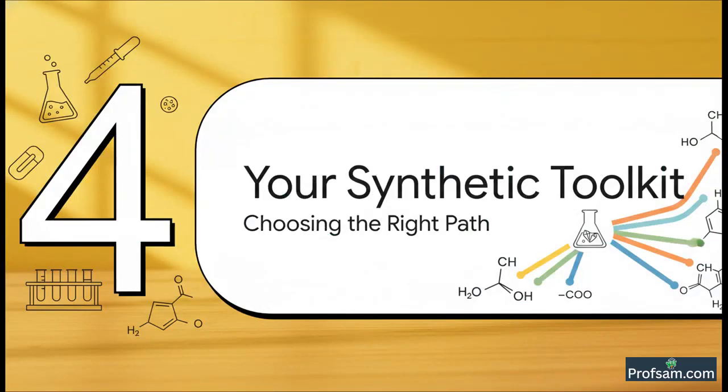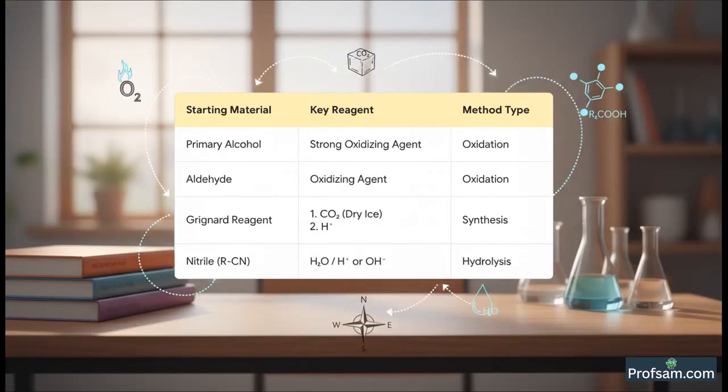So the most crucial point to understand is that you now have a toolkit. Depending on what starting material you have and what final product you want to make, you can choose the most efficient path to get the carboxylic acid you need. Let's just quickly summarize these paths. This table is a perfect revision map for you. It lays out all our main routes very clearly.